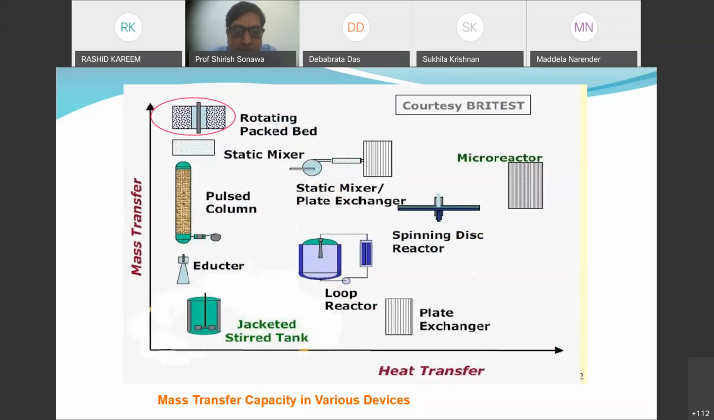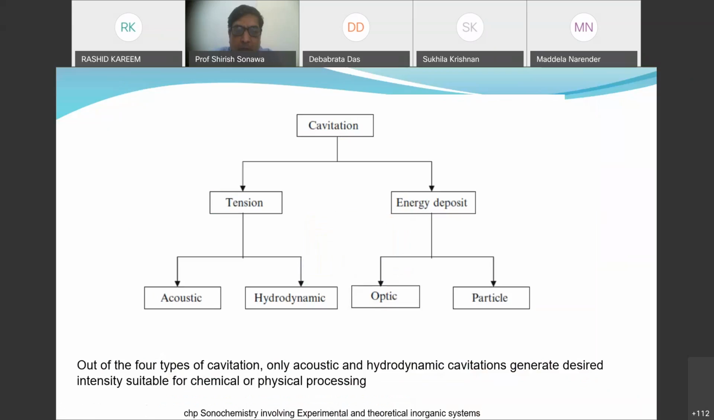So I will come back to this slide. Actually, if you see most of the methodologies, if you want better distributions, basically you need better mass transport. You can go ahead with jacketed reactors. If you look, you will have very little possibility of heat transport. But mass transport wise, the rotating packed beds are there. On the top side, you can see the microreactors. In this case, heat and mass transfer both are going to be achieved. I will come back to these slides again when we talk about the microreactor time. At that time, I will discuss this.